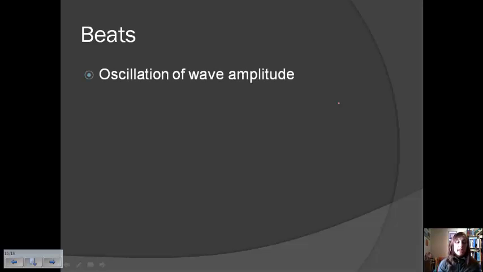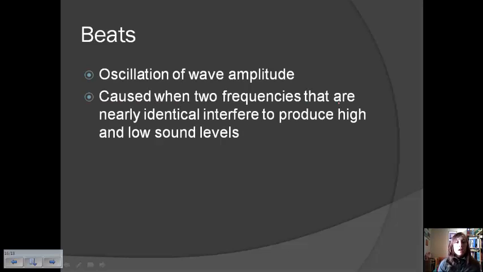If you're in band and you're trying to tune the whole band, you've probably heard this before. A beat is an oscillation of wave amplitude. This is caused when two frequencies that are nearly identical interfere to produce high and low sound levels. So you will hear these when your band, or all the instruments being played together, are close to in tune, but not quite there, and you can really hear it. It sounds like this wave thing.